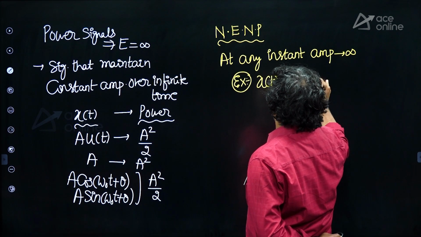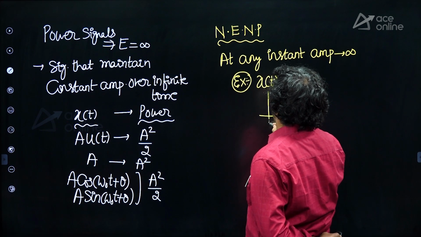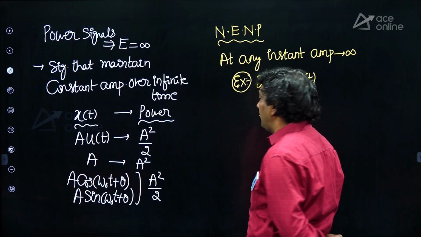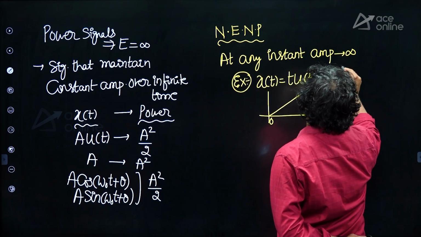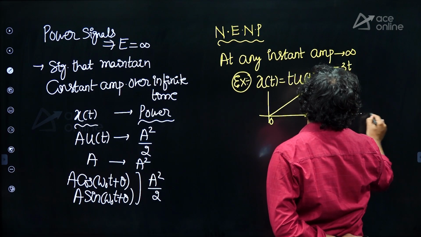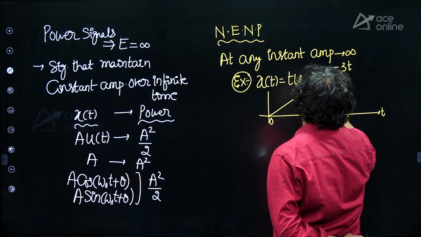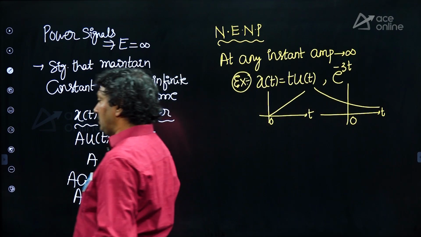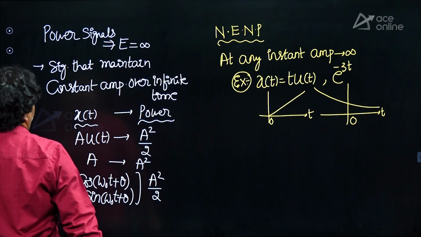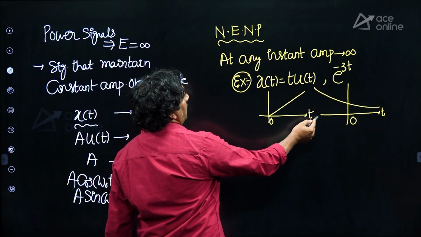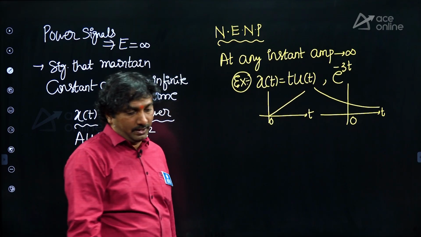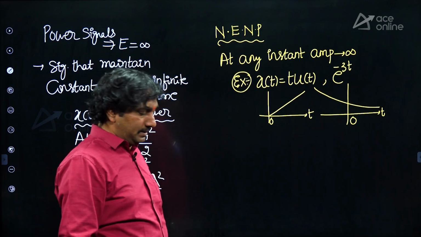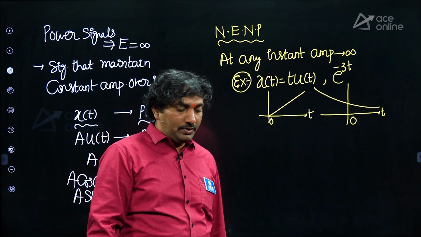Examples like ramp. What is the ramp function's nature at infinite time? As t tends to infinity, amplitude is infinity. Or if you take a general decaying exponential which is there for all time, when you see this graph, as t tends to minus infinity, its amplitude is going to infinity. At any instant, the amplitude is tending to infinity means that it is neither energy nor power.